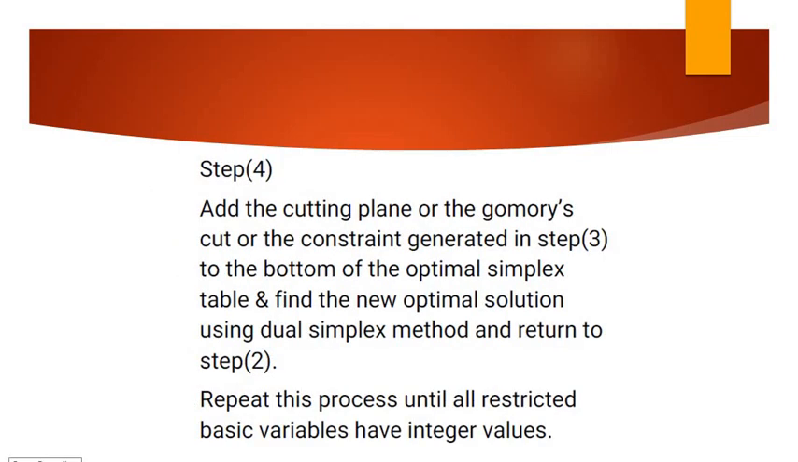In step 4, we add the generated cut, or the new constraint, or otherwise we call it a Gomory cut, from step 3 to the bottom of the optimal simplex table, and then find the new optimal solution using the dual simplex method and return to step 2. We repeat this process until all restricted basic variables have integer values.